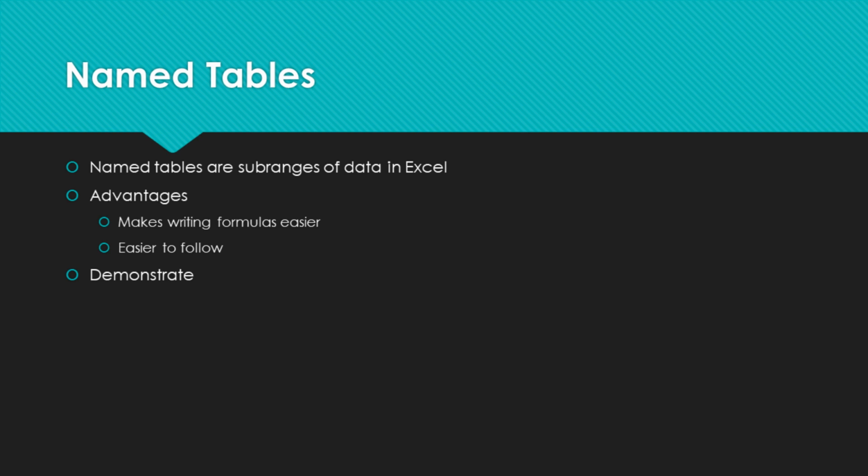Now let's discuss the use of named tables. Named tables are subranges of data in Excel. There are some distinct advantages that you'll see to using named tables. Firstly, they make writing formulas much easier because the data sets will be easier to follow. Let me demonstrate how named tables work.